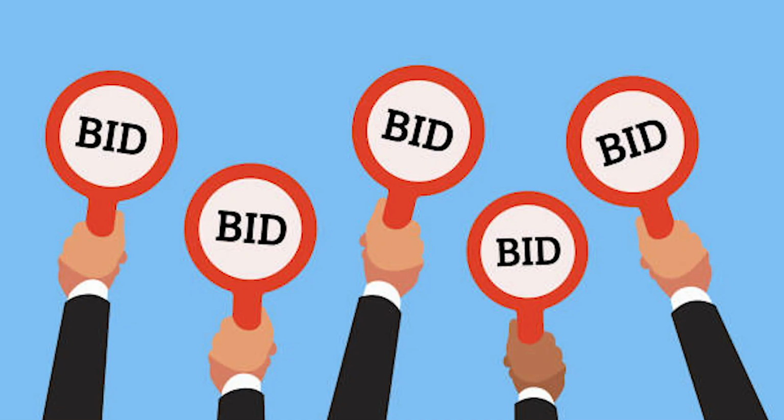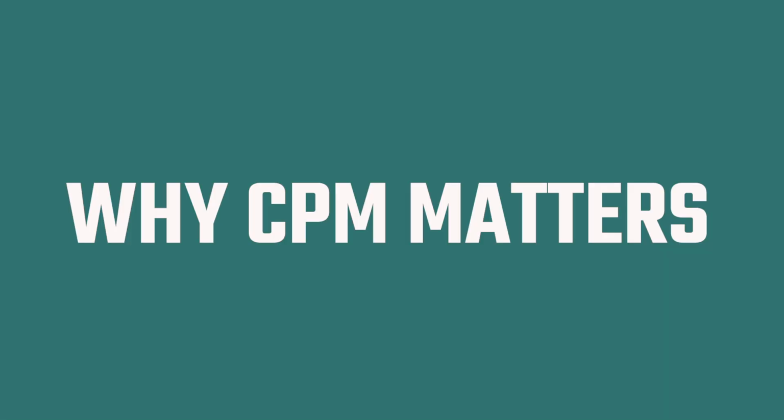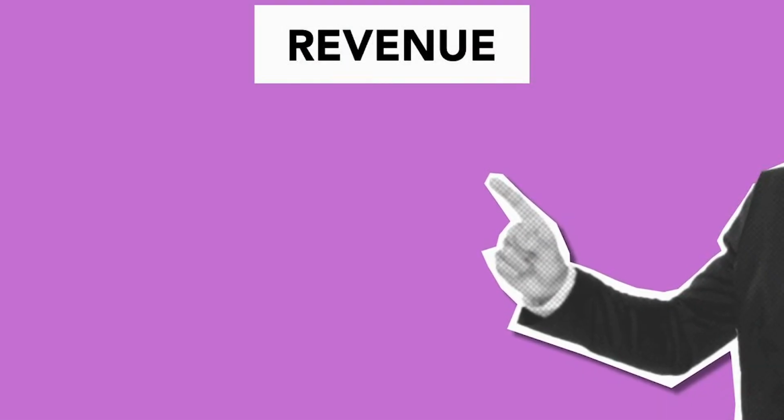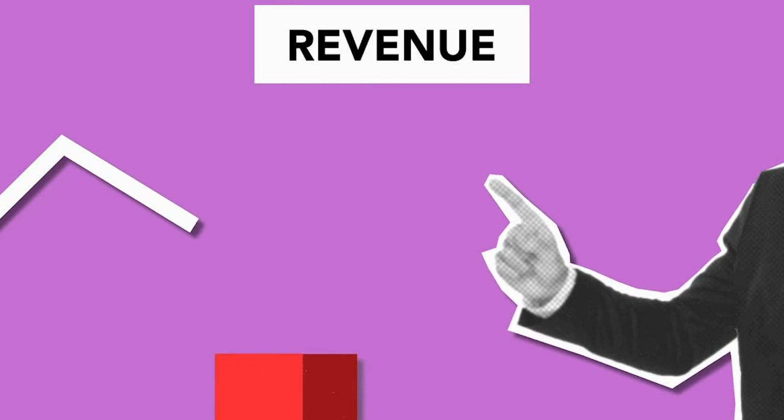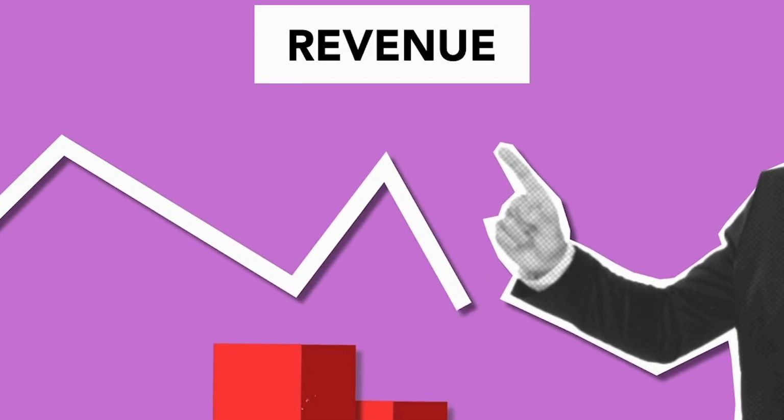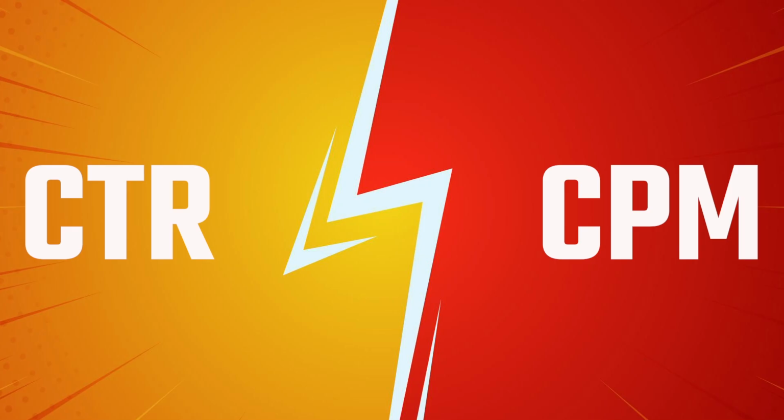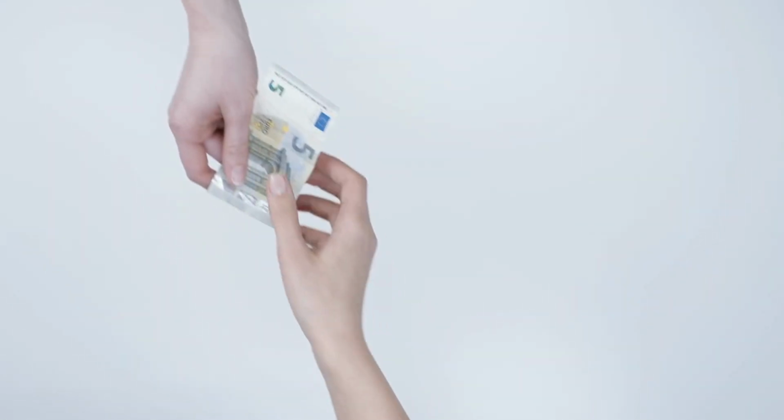The bidding game. Advertisers bid on ad space on YouTube. The winning bid determines the CPM for each impression. Why CPM matters for you, an advertiser? A low CPM is generally better. It means you are reaching more viewers for your advertising budget. For advertisers, a good balance between CTR and CPM is ideal. They want a high click-through rate but a reasonable cost.